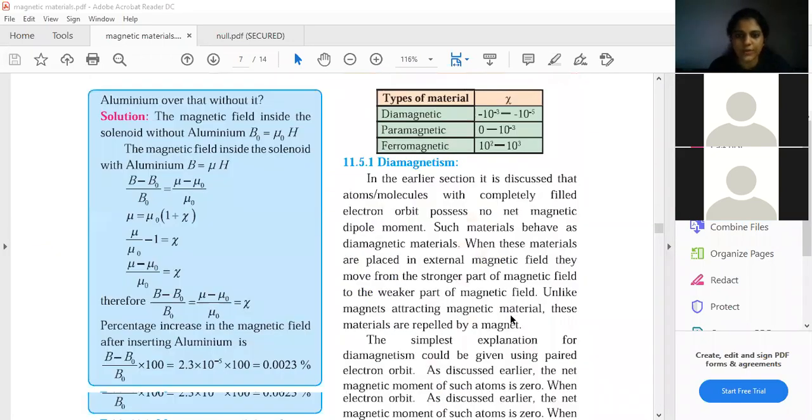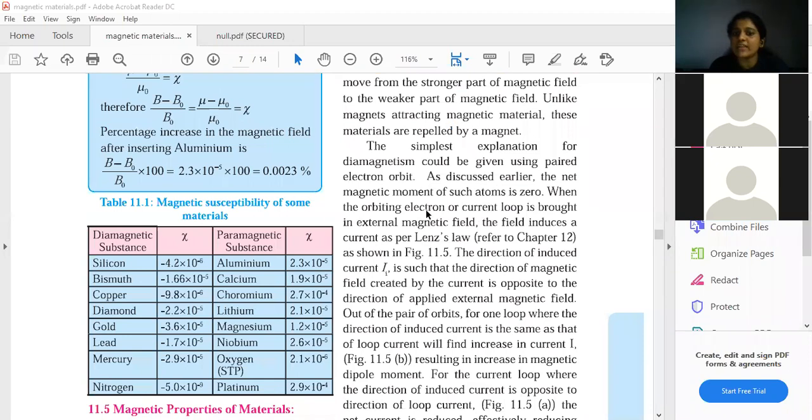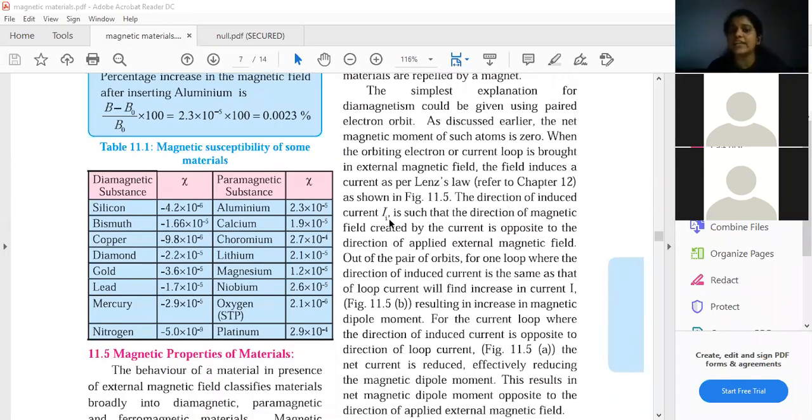Let's get back over here. So when the orbiting electron or current loop is brought into an external magnetic field, the field induces a current as per Lenz's law. Students, please remember the Lenz's law part that I explained. So in an external magnetic field, a current is induced inside that loop. All right. The direction of the induced current.